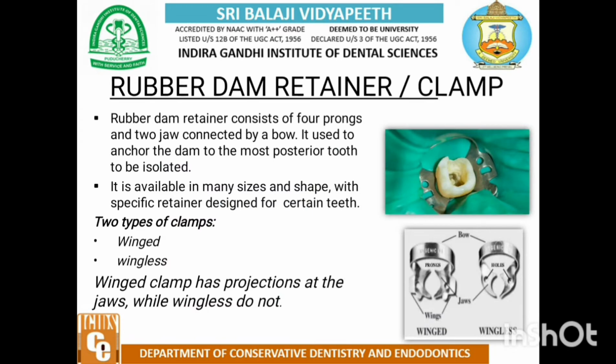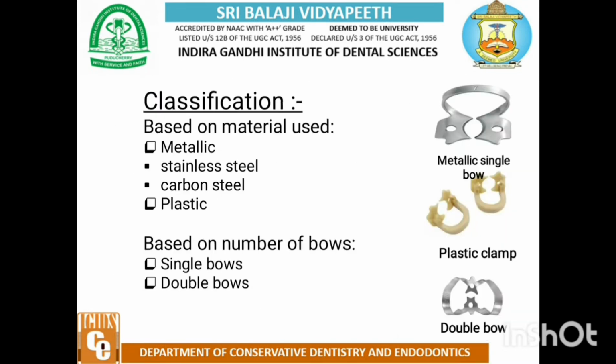Rubber dam retainer or clamp. The rubber dam retainer consists of 4 prongs and 2 jaws connected by a bow. It is used to anchor the dam to the most posterior tooth to be isolated. It is available in many sizes and shapes, with specific retainers designed for certain teeth. There are 2 types of clamp, winged and wingless. The winged clamp has projections at the jaw while the wingless does not.